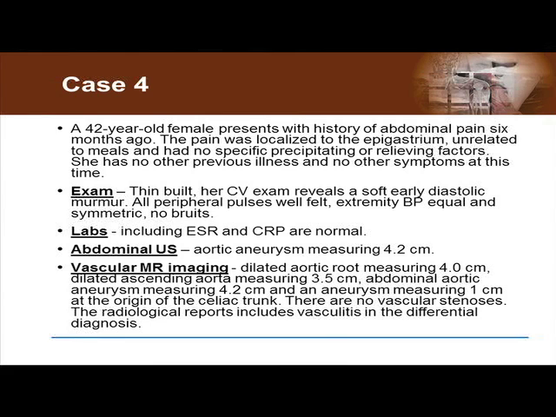You proceed with non-invasive vascular imaging, and it shows a dilated aortic root measuring 4 centimeters, a dilated ascending aorta measuring 3.5 centimeters, the abdominal aortic aneurysm measuring 4.2 centimeters, and also an aneurysm at the origin of the celiac trunk. There is no vascular stenosis noted on the imaging, and the radiologic report does mention vasculitis in the differential diagnosis. So what is the next best step? Start prednisone 60 milligrams daily, suspecting large vessel vasculitis. Do genetic testing for connective tissue matrix disorders. Obtain a dye arteriogram to assess the aorta and its branches, or refer to cardiothoracic surgery. Go ahead and make your selection.